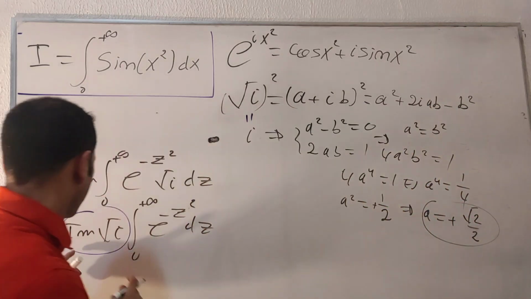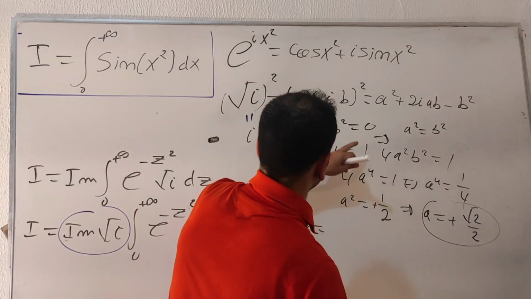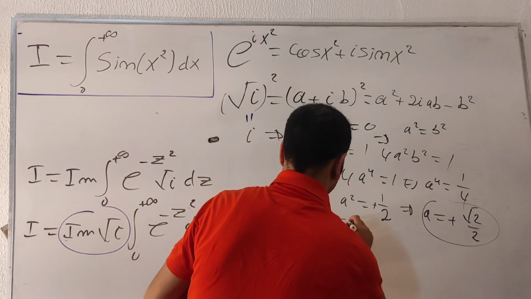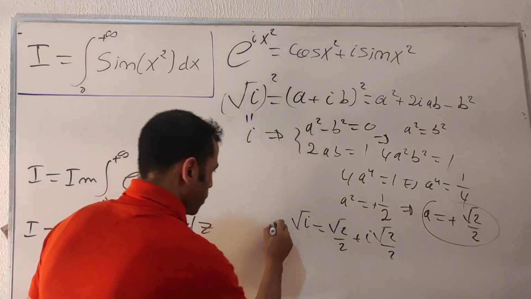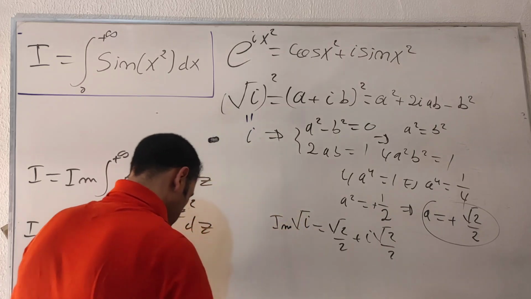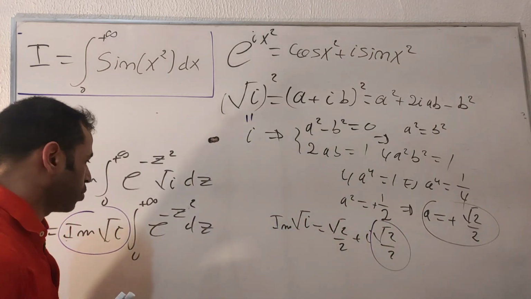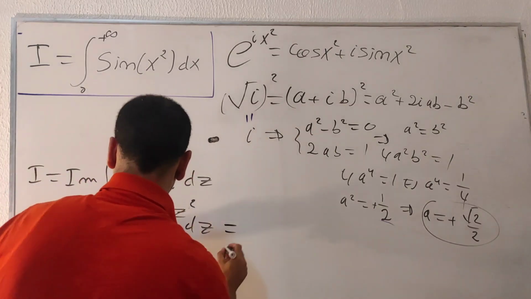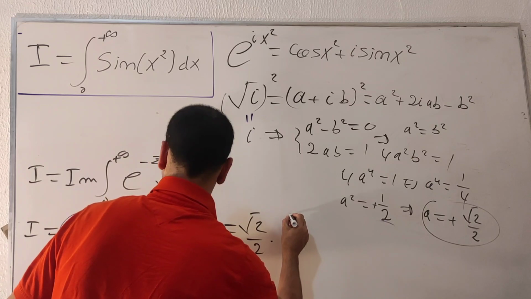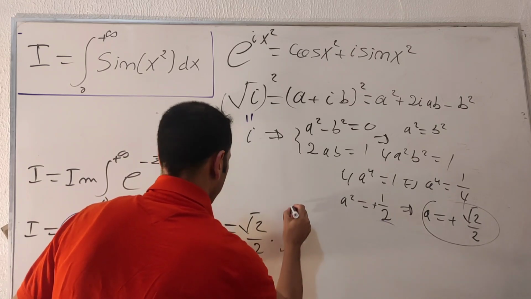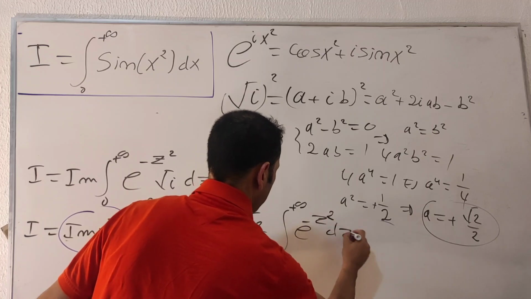So as I said before, the imaginary part of square root of i, where a is replaced with square root of 2 over 2, gives square root of 2 over 2 plus i square root of 2 over 2. Okay, the imaginary part of this one equals square root of 2 over 2. Now the integral I equals square root of 2 over 2 multiplied by the integral from 0 to plus infinity of e to the minus z squared dz.